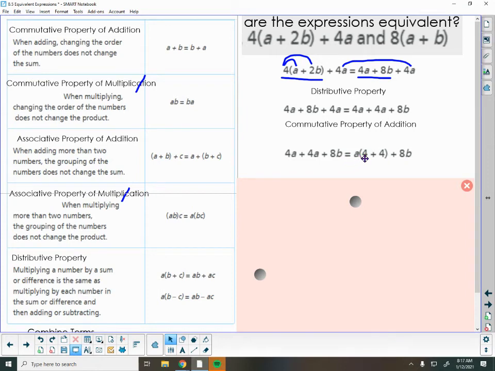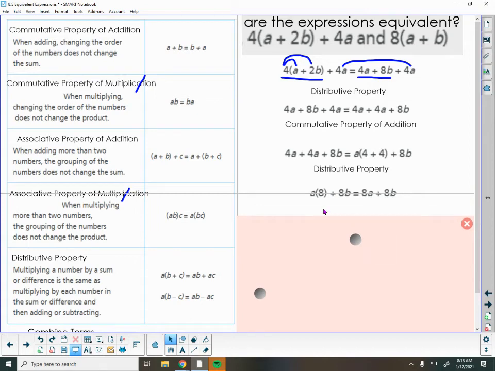So they noticed that 4 plus 4 had A in common, so they pulled out the A's. They used the distributive property now. They had the A in common. So we're left with 4 plus 4 plus 8B.